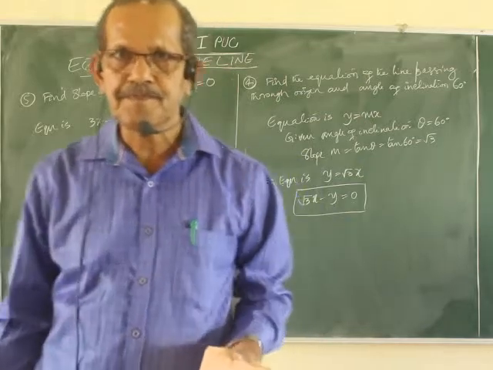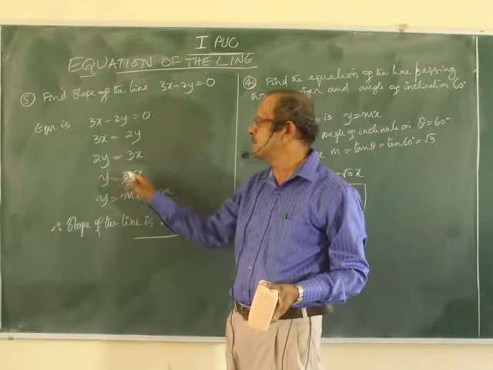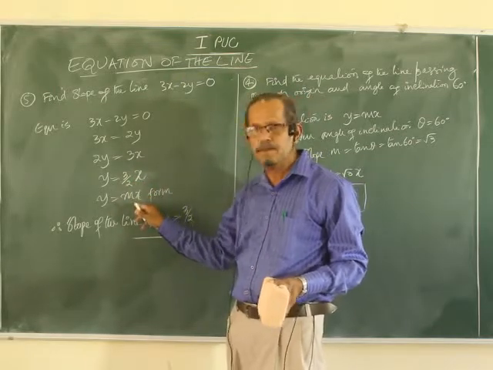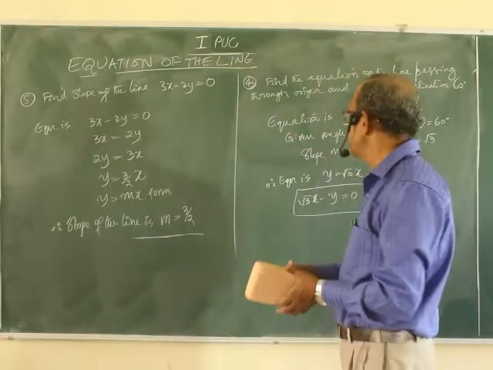Given equation, bring the equation into the standard form, y equal to mx form. Write the value, whatever value is there in the place of m, write it as slope of the line. M is 3 by 2.